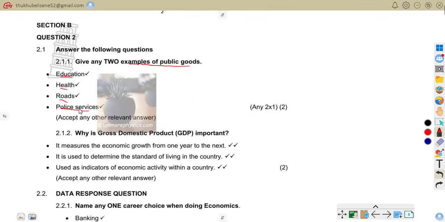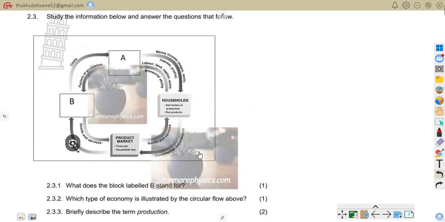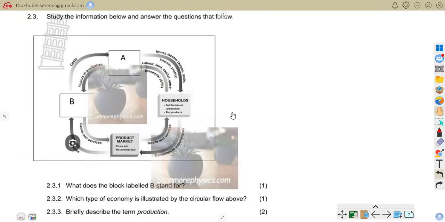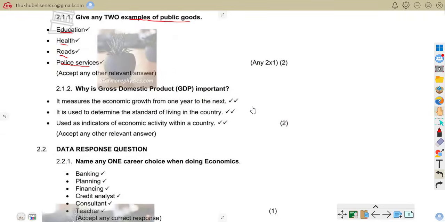But with roads, these are the transport infrastructure provided for everyone to use. Talk of public highways, streets used by cars, buses, and etc. So these are our public goods. So the other question was, why is gross domestic product important? GDP. So here are the answers on that.